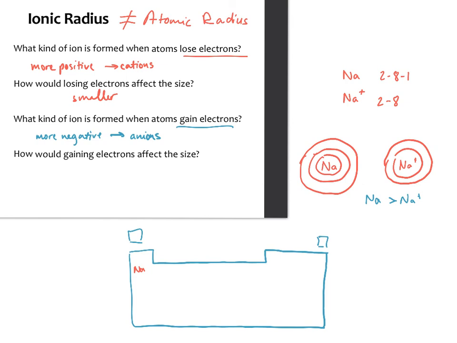Let's use a different color. Okay. So let's use a different element as our example here. Let's talk about fluorine. Fluorine's over here. Fluorine has an electron configuration of 2,7. Fluorine, when it gains an electron, becomes 2,8. So base-wise, they're still about the same size.